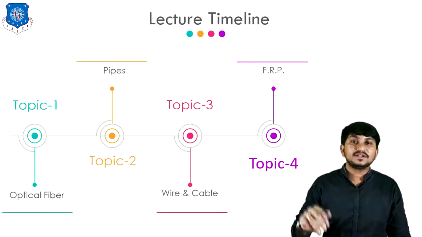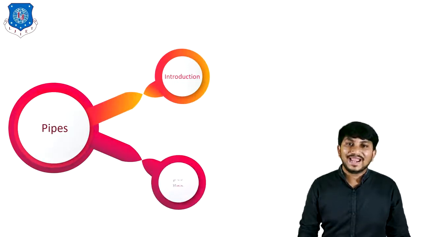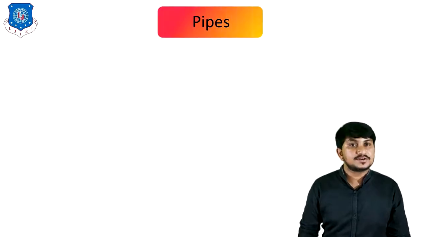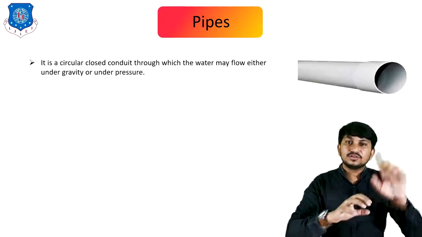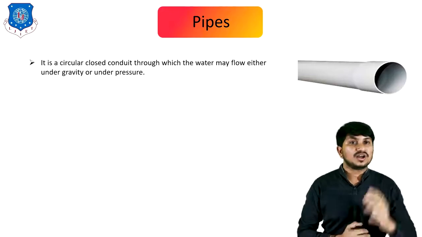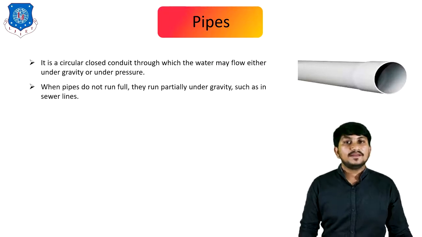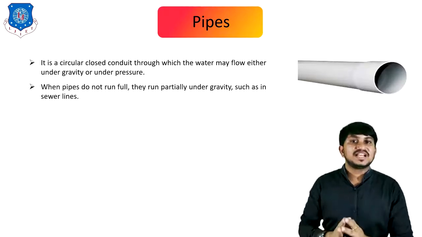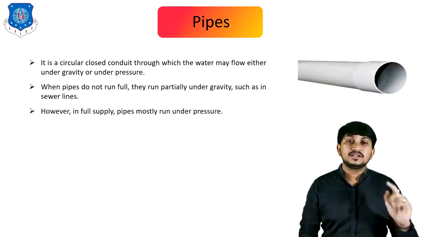Now let's discuss the second material in today's lecture, which is pipe. In this material, first we will discuss the introduction and then we will discuss various types of pipes. You all have seen pipe in your life. It is a circular closed conduit through which water or some liquid may flow either under gravity or under pressure. When pipes do not run full, they run partially under gravity, such as in sewer lines. However, in full supply, pipes mostly run under pressure.